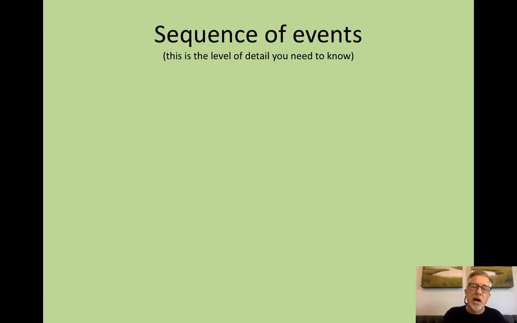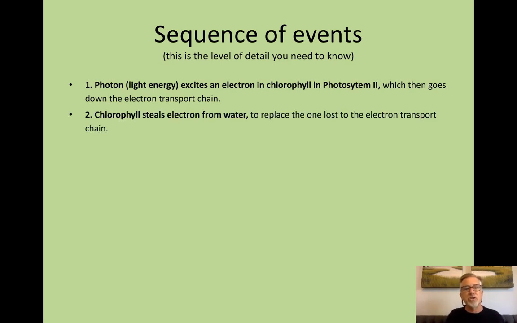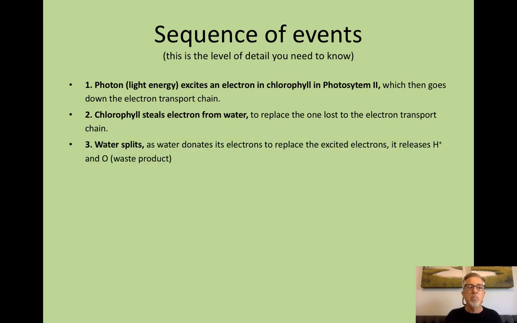Here's a list of the sequence of events that occur, and this is the level of detail you need to know about the light reactions. First, an electron in photosystem 2 gets excited by light, and it is then shuttled into the electron transport chain. Meanwhile, chlorophyll steals an electron from water to replace the one it just lost. The water splits as it donates its electrons and releases H+ into the inside of the thylakoid, and it also releases O, oxygen. The oxygens find one another fairly quickly and form the molecular oxygen O2, and then that will diffuse out of the cell.